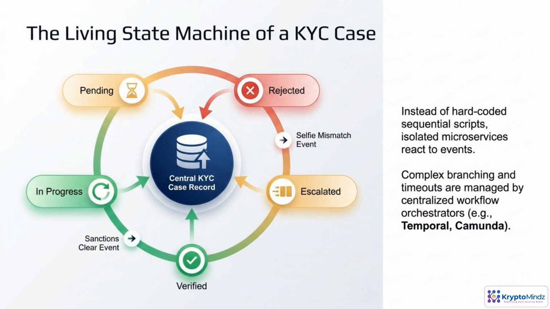Now think of each KYC application as a living case with a central record and a finite set of states: pending, in progress, escalated, rejected, or verified. Microservices don't call each other in long, fragile chains. They emit and react to events. A sanctions clear event can move the case toward verification. A selfie mismatch event can trigger rejection or escalation. A workflow engine such as Temporal or Camunda owns the state machine, handles timeouts, retries, and branching logic, and keeps the overall case consistent end-to-end.